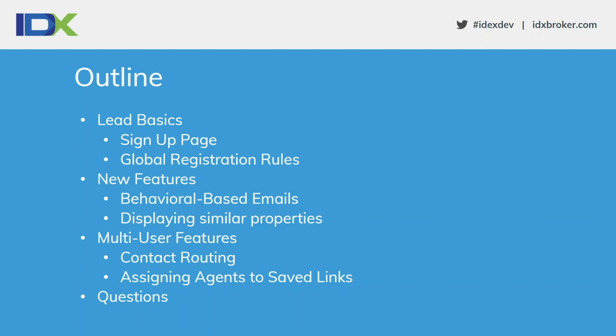For the new features we've added, we'll cover what you can do and exactly how that works. And then lastly, we're going to cover some of the multi-user features. If you have an IDX Broker account that's a multi-user, maybe the team level or a small office account, we'll cover some contact routing options that allow you to control which agents in the account get assigned leads. We'll also end by covering how you can assign specific agents to saved links. That's really good for agents so that they can take that link and paste it on Facebook, which makes it easy for them to advertise listings that they want to share.